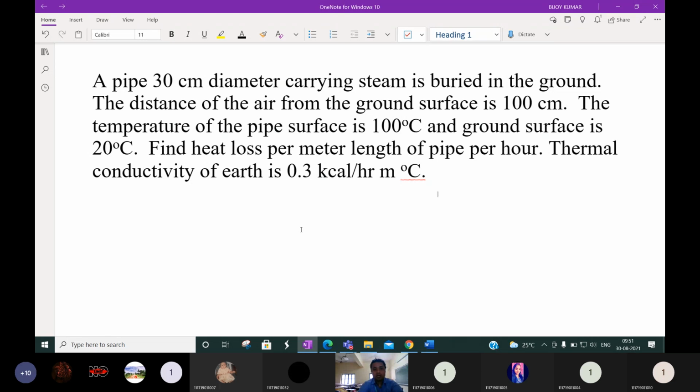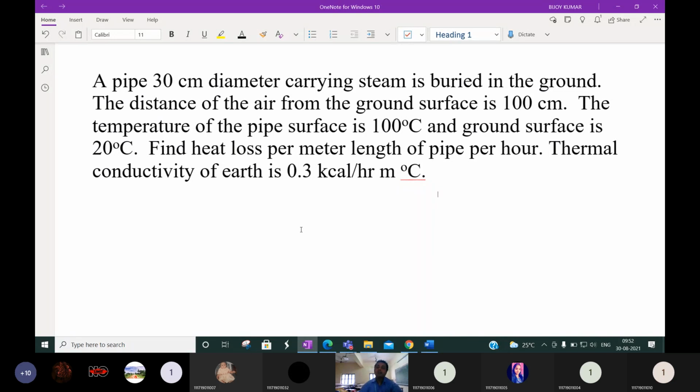A pipe of 30 centimeter diameter carrying steam is buried in the ground. The distance of the pipe from the ground surface is 100 centimeter. The temperature of the pipe surface is 100 degree and ground surface is 20 degree centigrade. Find the heat loss per meter length of pipe per hour. The thermal conductivity of earth is 0.3 kilocalorie per hour meter degree centigrade.